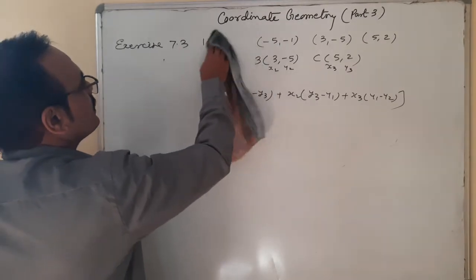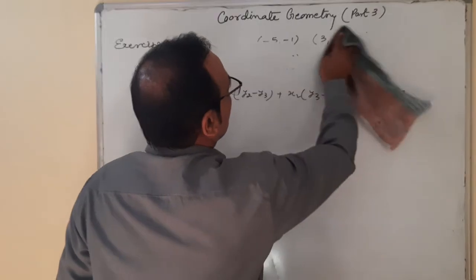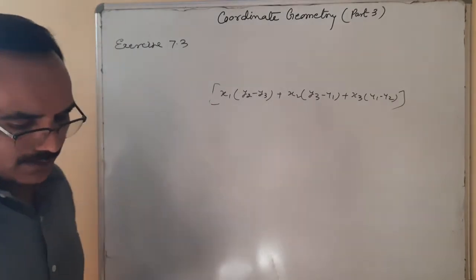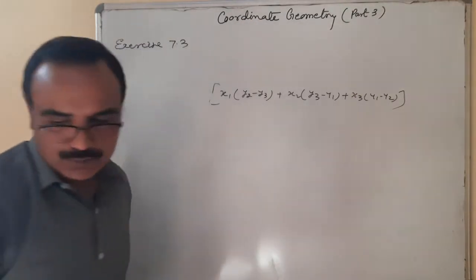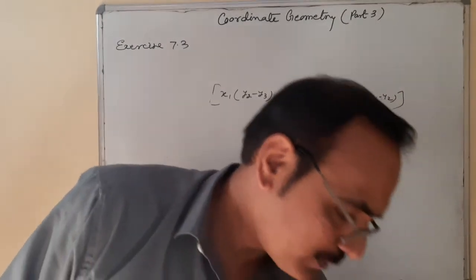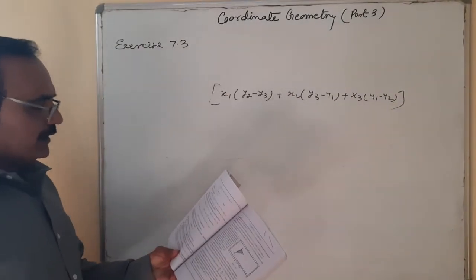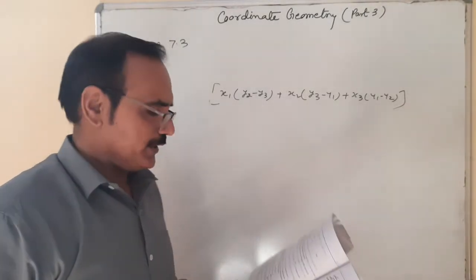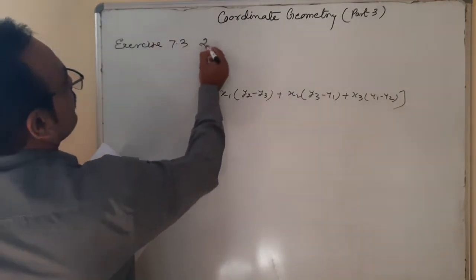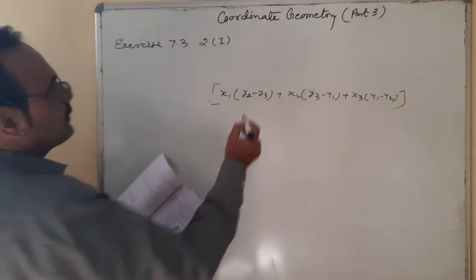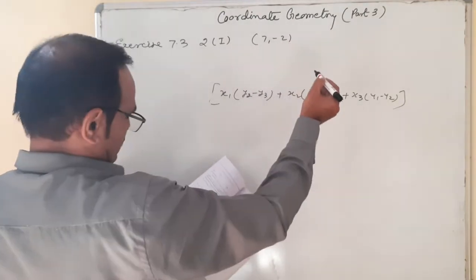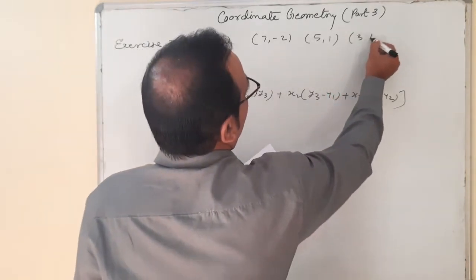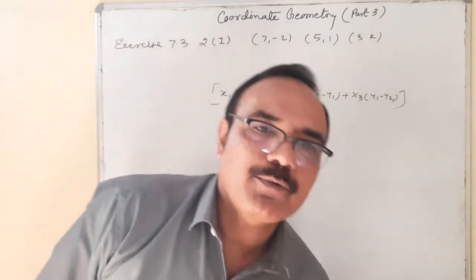Now I am taking question number 2. Question number second, first part is: in each of the following, find the value of k for which the points are collinear. Now we are going to find the value of k when the points are collinear. Second question, first part. The points given are (7, minus 2), (5, 1), and (3, k).